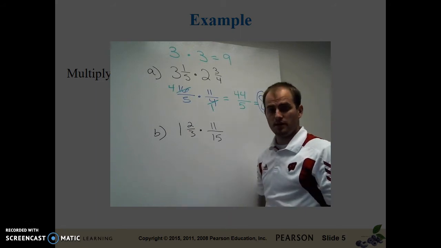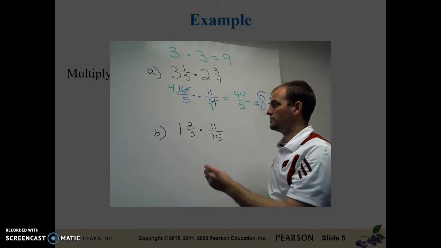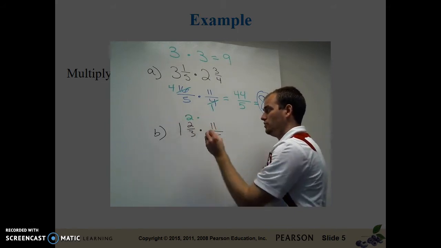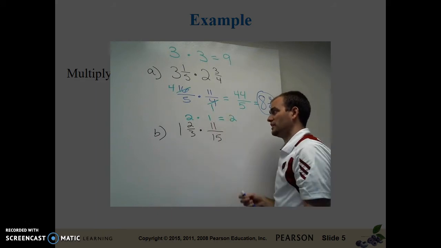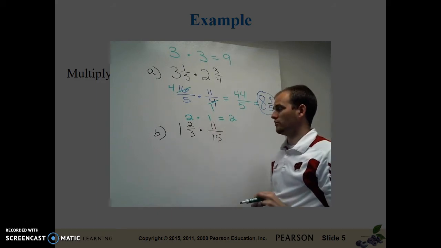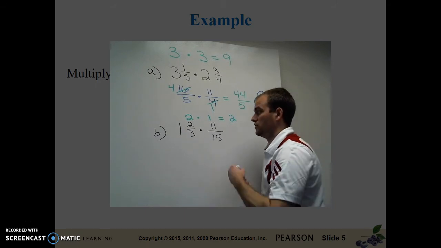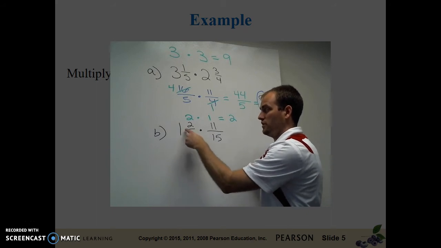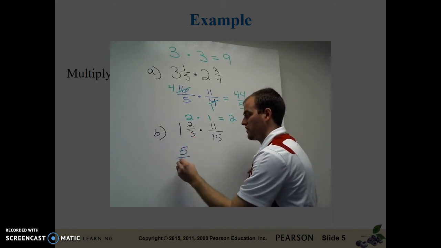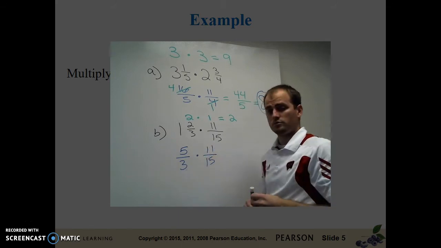Same thing with letter B, 1 2/3 times 11/15. Well, 1 2/3 would estimate to about 2, and 11/15 would estimate to about 1. So we should get an answer somewhere around 2. Okay? So first, again, you need to convert your mixed number into improper. 3 times 1 is 3, plus 2 is 5/3, times 11/15.